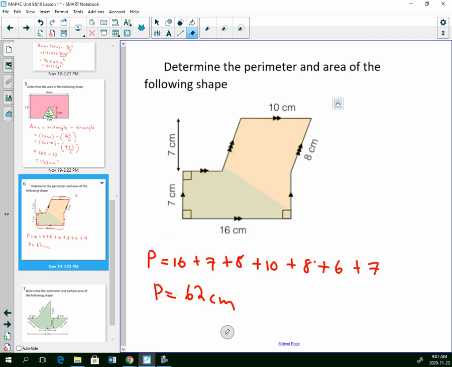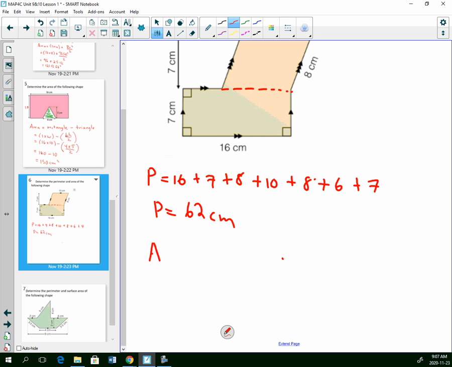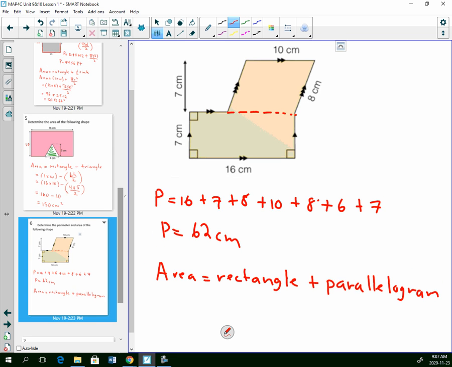All right, so the area. Let's see what shapes we have. I think the easiest is maybe a rectangle plus a parallelogram, okay? So the rectangle, I know the measurements, it's 7 by 16, so that's pretty easy.